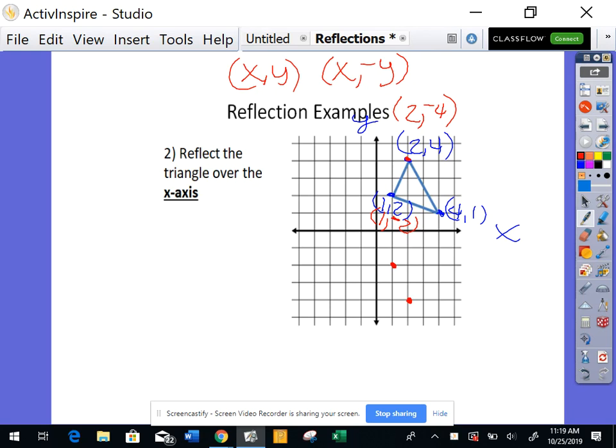All right, now we're going to the bottom right one. My x stays the same, so 4 is going to stay the same, but my y is going to become opposite. (4, -1). So 1, 2, 3, 4, -1. Boom. We reflected it over the x-axis.